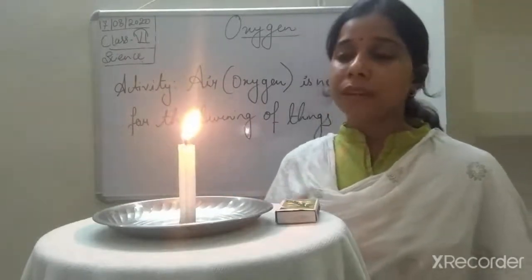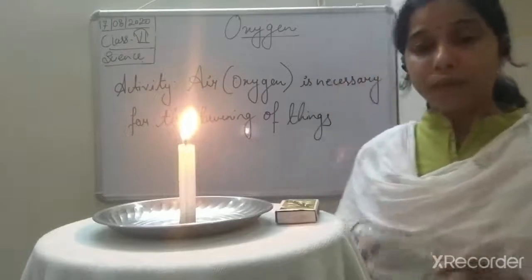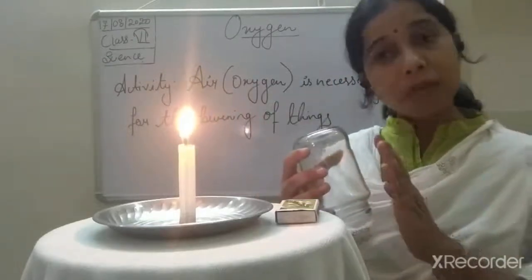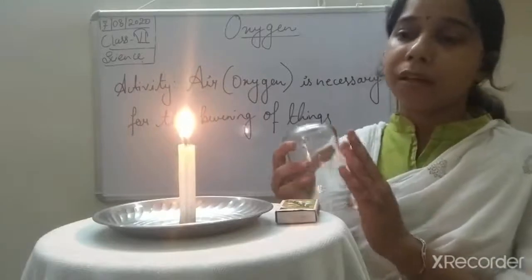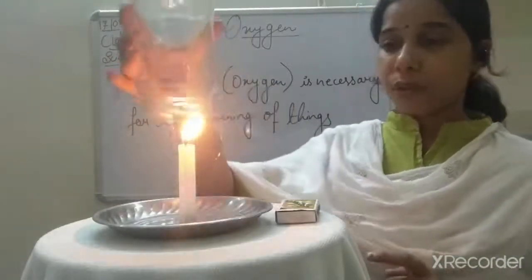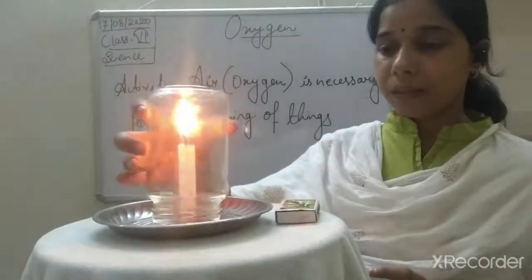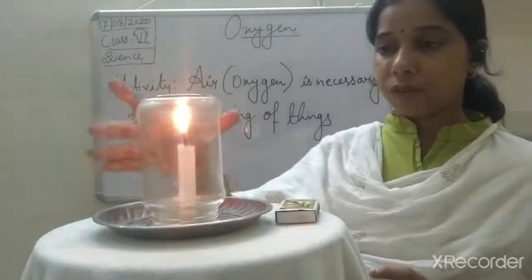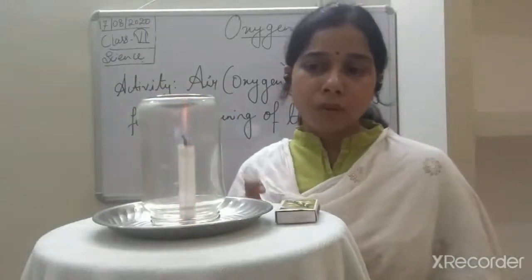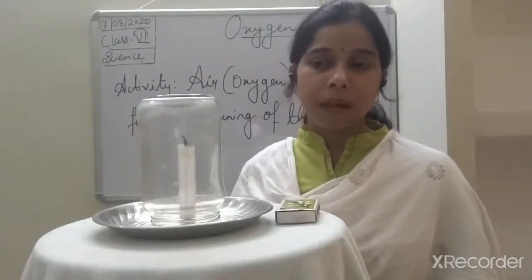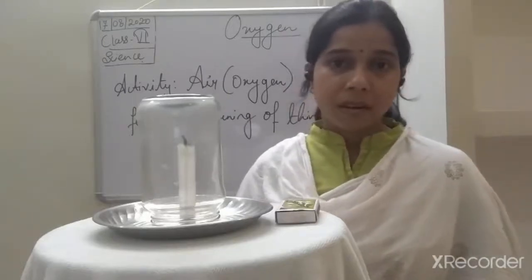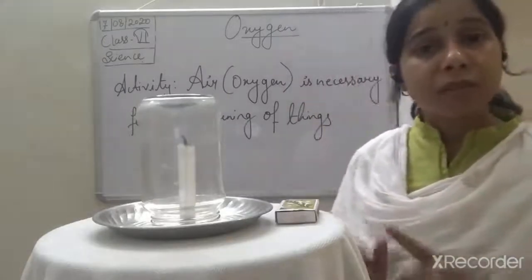So for that, if we want to cut it off, we will use this glass jar and cover this candle with it, so that fresh air will not enter the glass jar. We will cover this burning candle in the glass jar, students. What you will observe is that it will slowly stop burning and finally get extinguished.